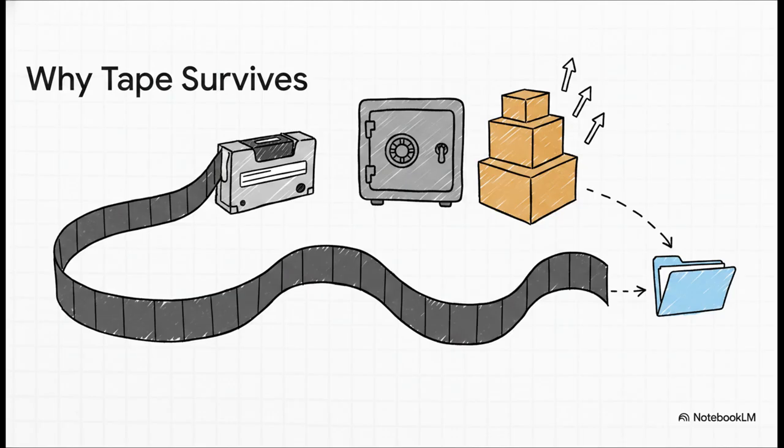It's removable, meaning you can pull it out, stick it in a fireproof vault, and have a safe archival backup completely disconnected from the internet. The one catch? It's a sequential access device, meaning if you want a file at the very end of the tape, you literally have to fast forward through the whole spool to get there. So yeah, it's slow, but for deep data archives, it is undefeated.